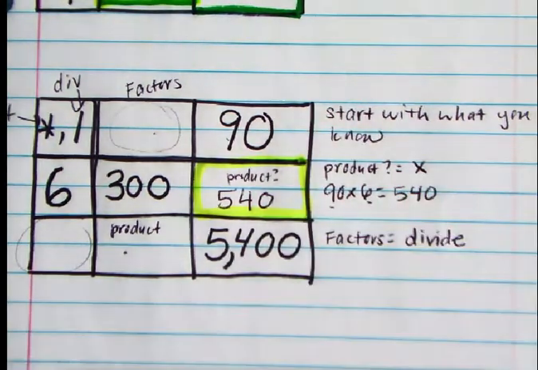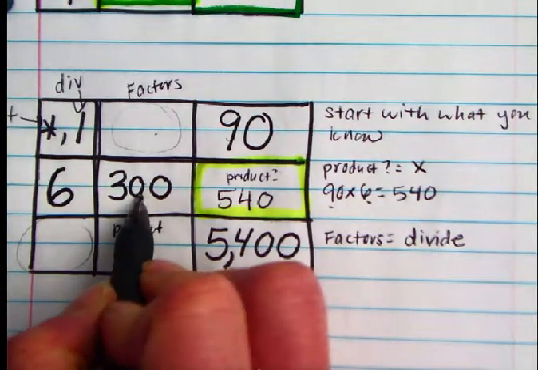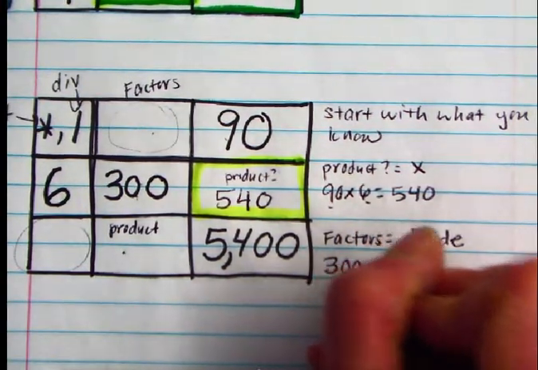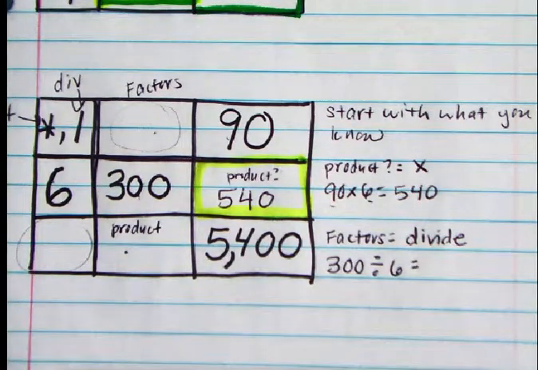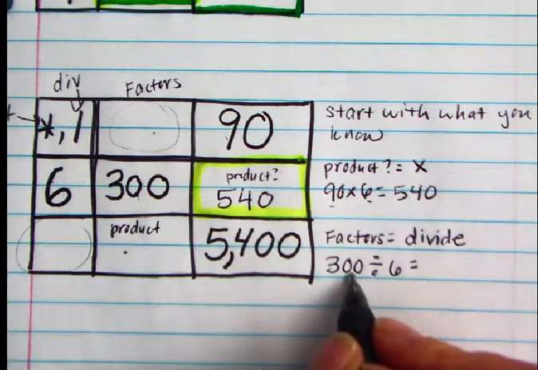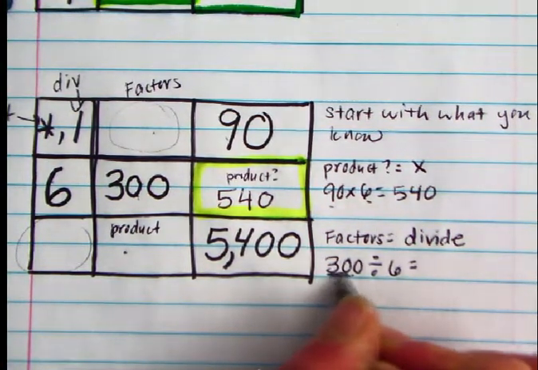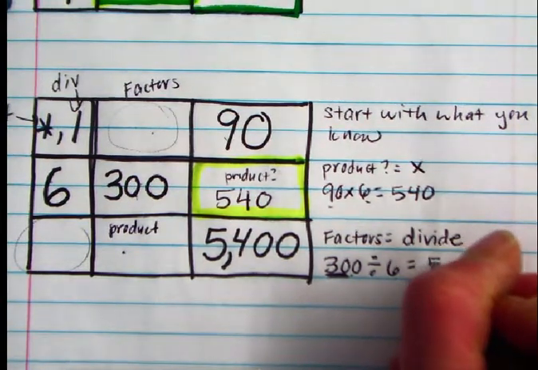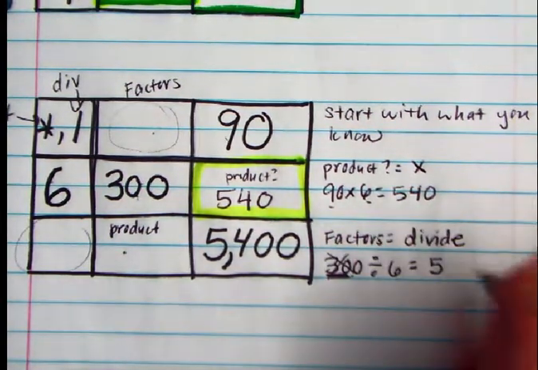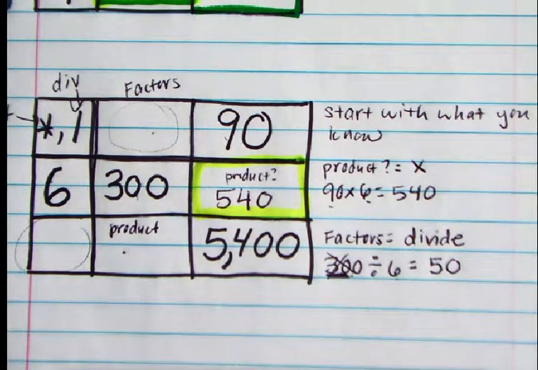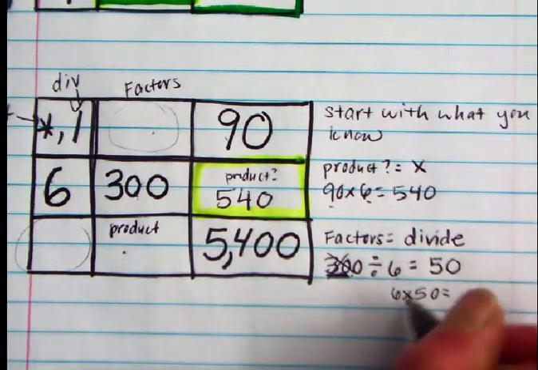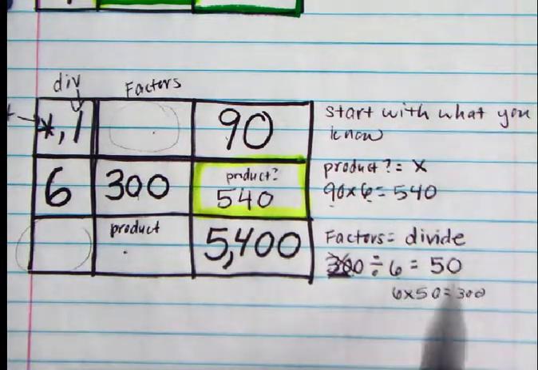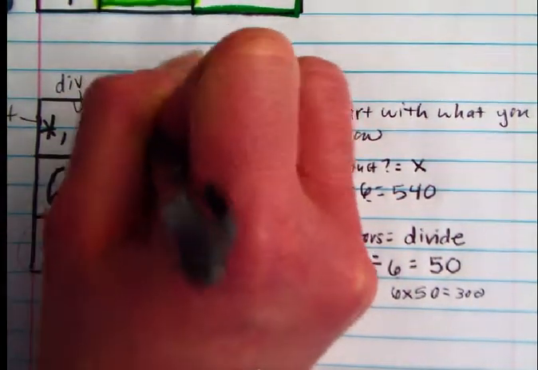Watch what I do here. I'm going to take my product 300 and divide it by my factor 6. We know our basic facts here. The 300 looks scary, but we do know that 30 divided by 6 is 5. And then we have 1 0 left over. Do you see how I crossed off the 30 when I was done with it? Not to confuse myself. I can check my work here too. 6 times 50 is 300. So my factor is going to be 50, and I'm going to write it up above.